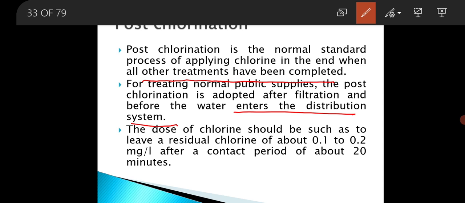The dose of chlorine should be such as to have a residual chlorine of about 0.1 to 0.2 milligram per liter after a contact period of about 20 minutes. This residual will ensure the disinfection of water if any future recontamination occurs in the distribution system.